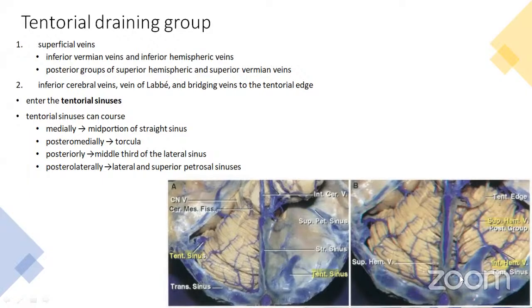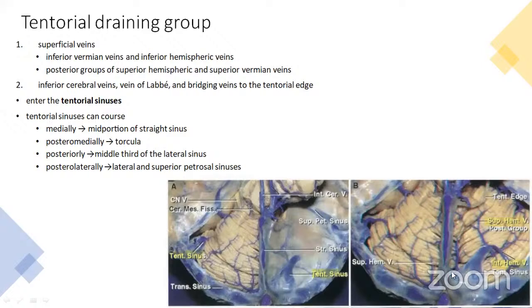The tentorial draining group also receives its drainage from the posterior group of superior hemispheric and superior Vermian veins. It also has supply from the inferior cerebral veins, vein of Labbe, and bridging veins from the tentorial edge, which we have seen in the previous slides. These groups enter the tentorial sinuses. Tentorial sinuses further may drain.